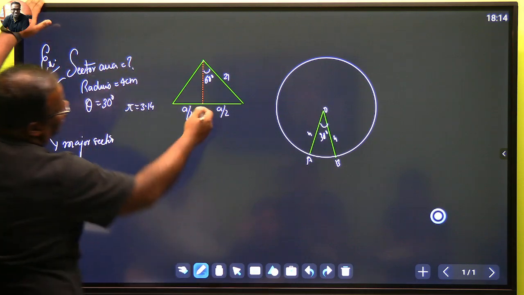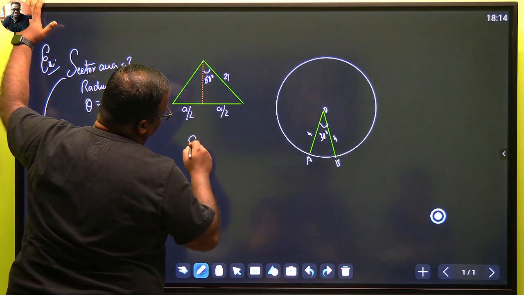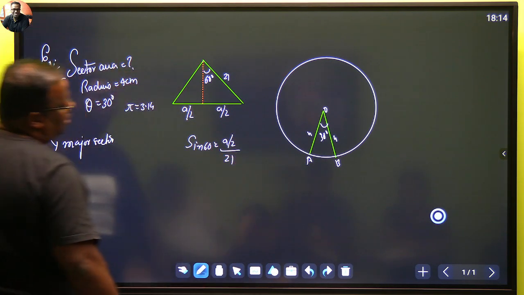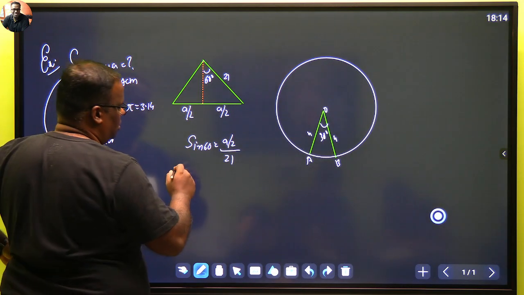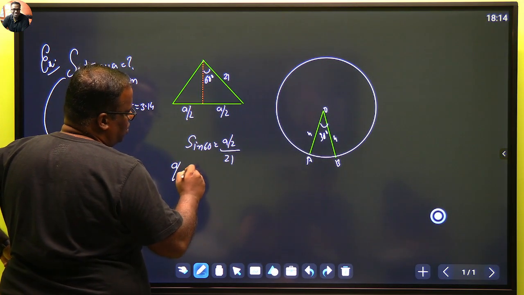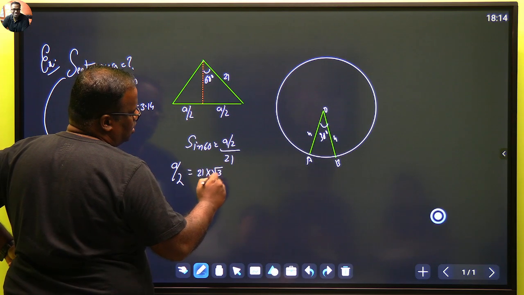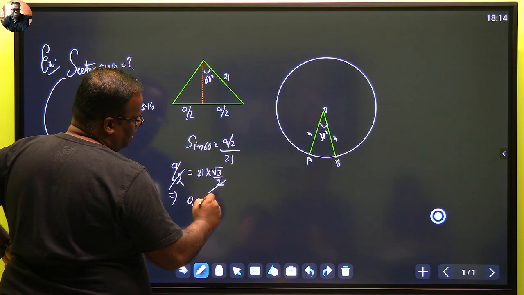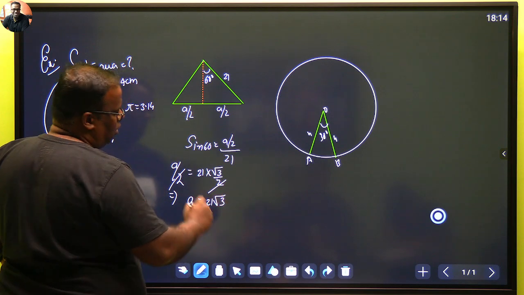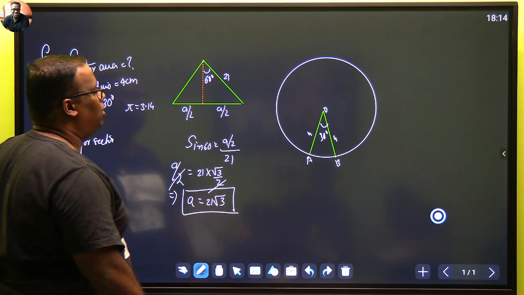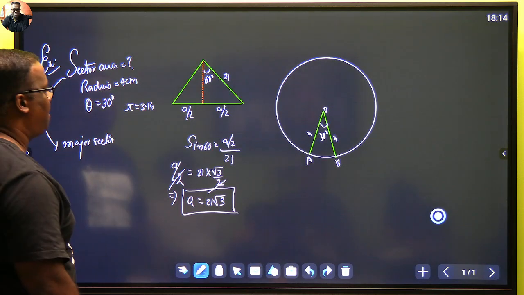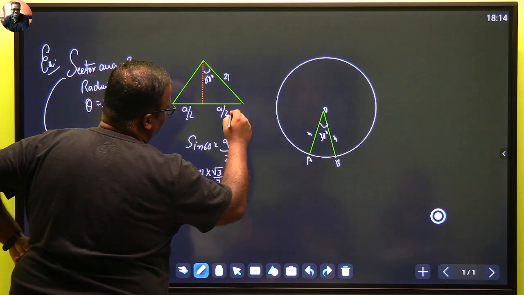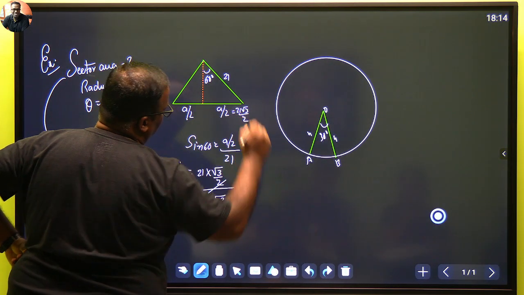All you need is the value of this and the value of this. Let's first find out the value of a by 2. So how to find out a by 2? Sine of 60 should be equal to a by 2 upon 21. Do you agree? So we say a upon 2 is equal to 21 times root 3 by 2, and the 2 and 2 cancel each other. A is equal to 21 root 3. Have we understood? So a by 2 will be equal to 21 root 3 divided by 2.